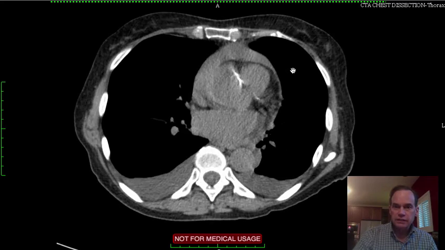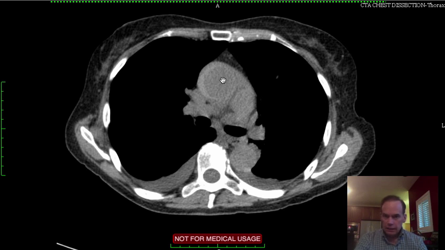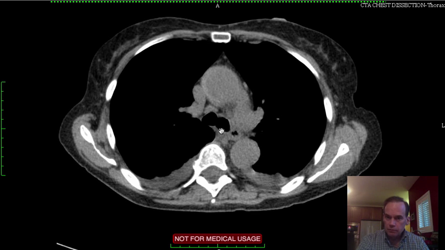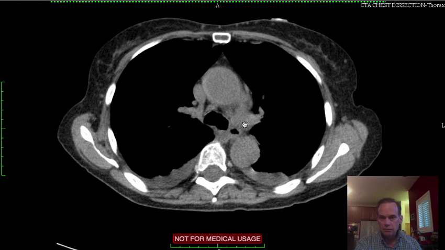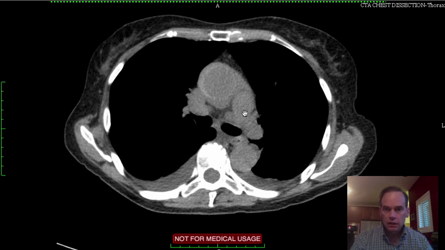Okay, so that's the ascending aorta. Here's the descending aorta, and you can see here the level of the tracheal bifurcation and the right and left mainstem bronchus. Here's the esophagus. There are some tiny little nodes in the mediastinum, not particularly significant.